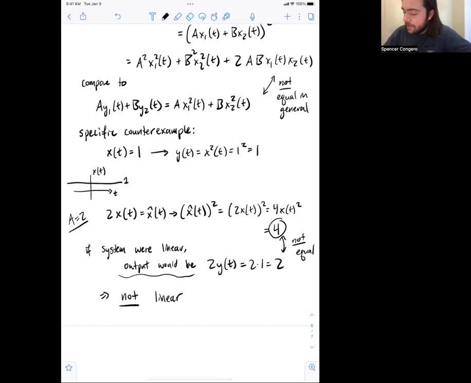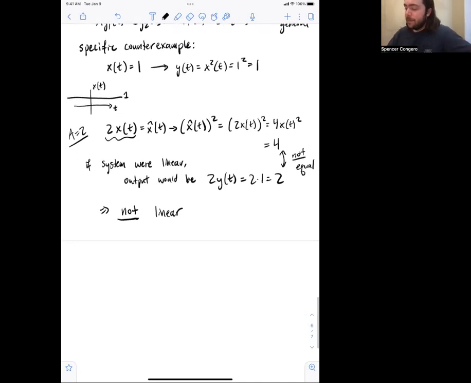Okay, so definitely, take a moment and try that, go through that logic again, because this is really important for the class. Go through all of that logic, make sure it makes sense, make sure you understand why this is proving the system is not linear. Okay, so I'm going to move on for now.